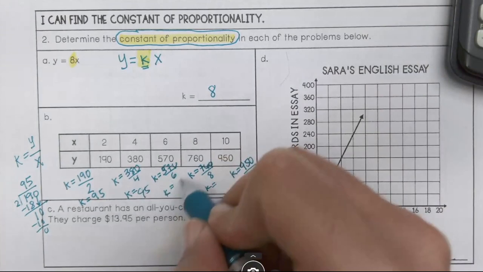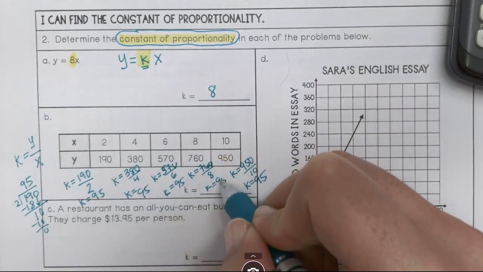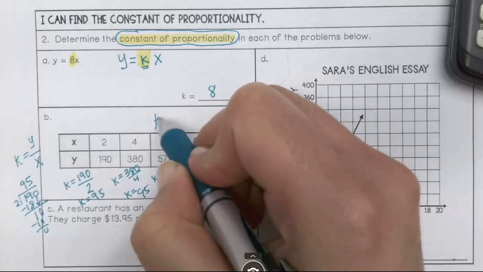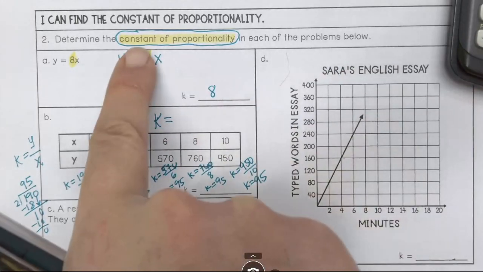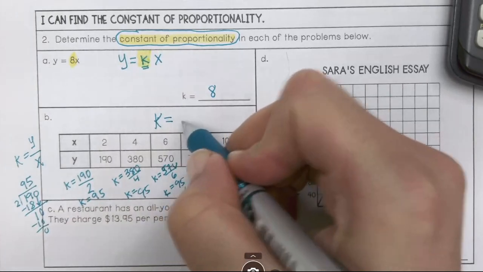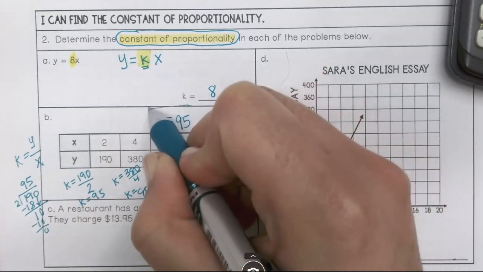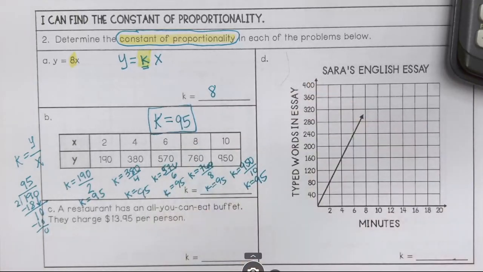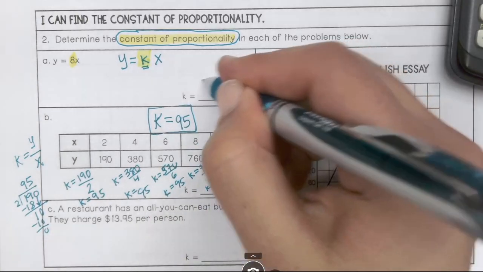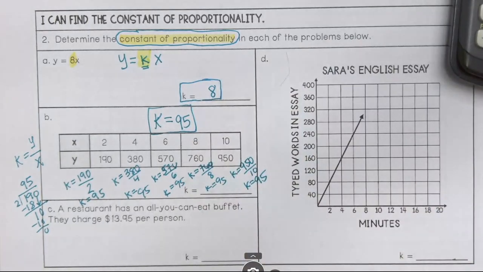So all of these show, and I don't have enough room, so I'll answer it up here. The constant of proportionality, which is what this question is asking, is k is equal to 95. Now remember, k doesn't have any units on it. It's just a constant value.